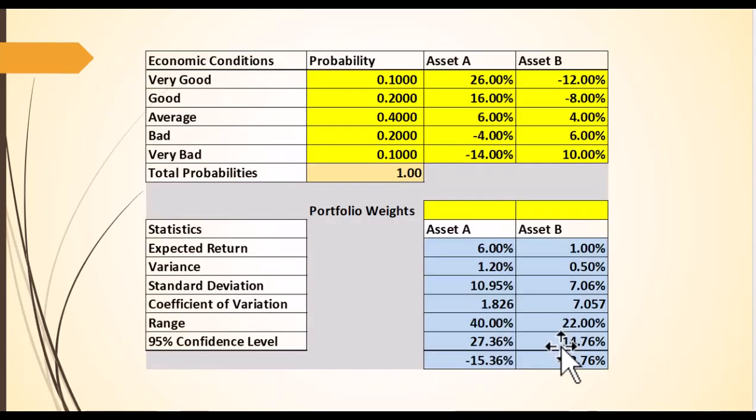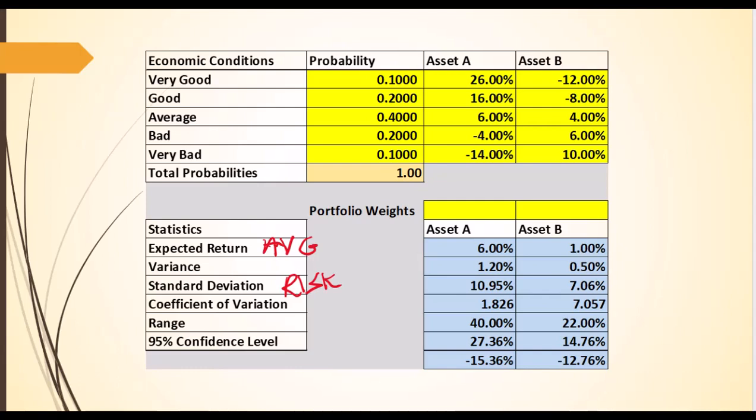So let's look at the statistics here. Here we have those two assets. Asset A has a 6% rate of return. Asset B has a 1% rate of return. Again, this is the average return. Standard deviation, we're measuring risk, 10.9% and 7%. So we would say that A is a little riskier than B.